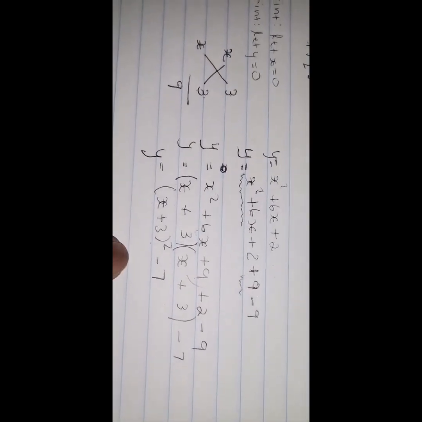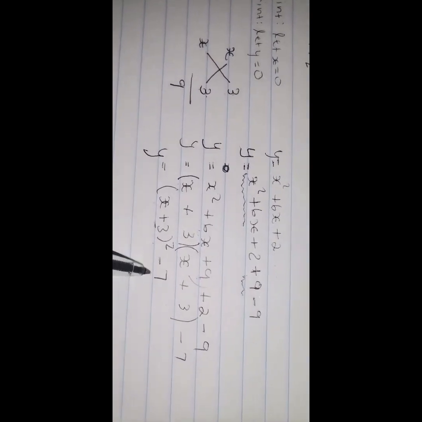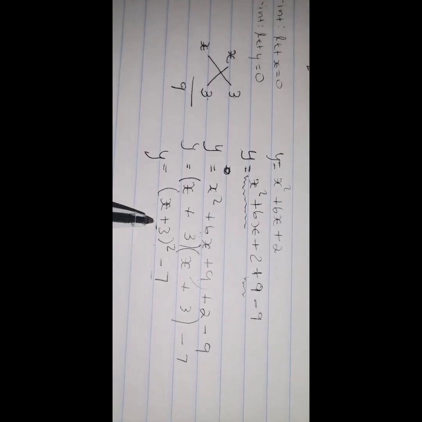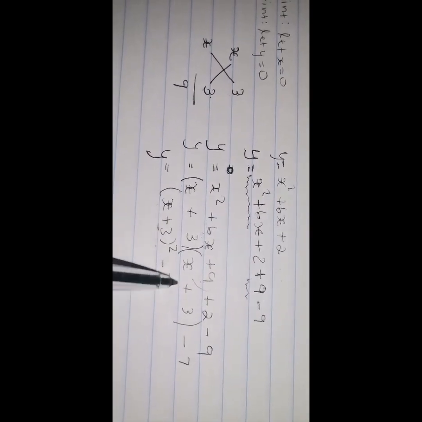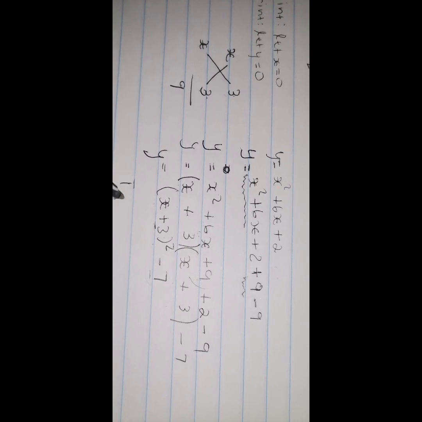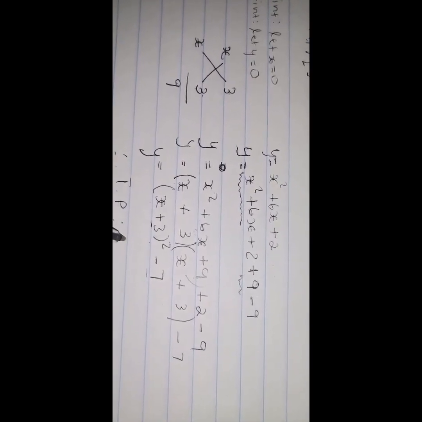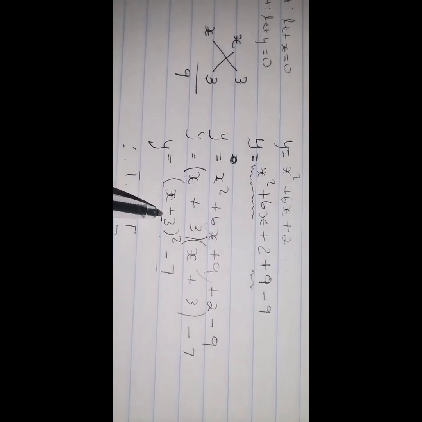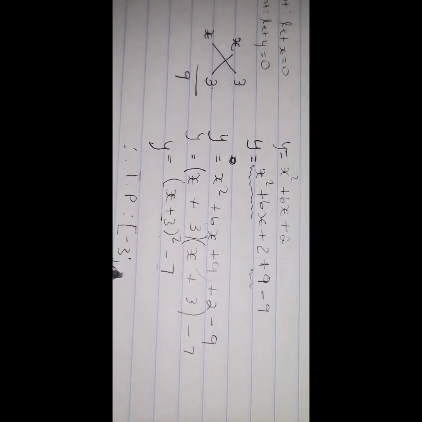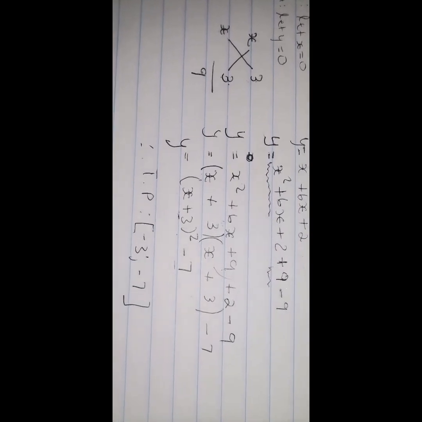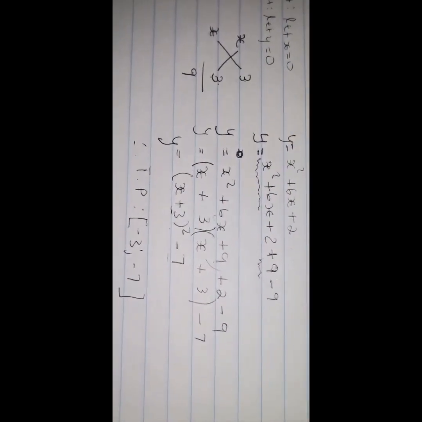Now what is the turning point? Remember, this is the value of p, this is the value of q. Our turning point is going to come from this value and this one. Therefore our turning point is, remember, this positive 3 when it comes out of the bracket is going to be negative 3, and negative 7. You are done. This is how you complete the square when finding the turning point of this function.